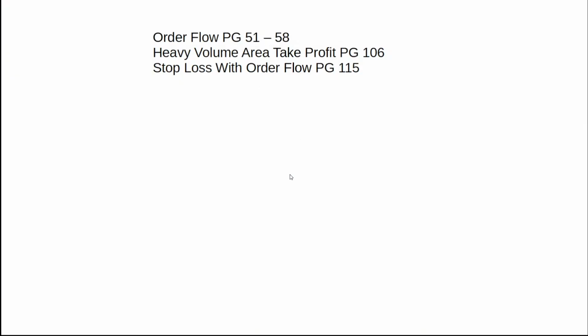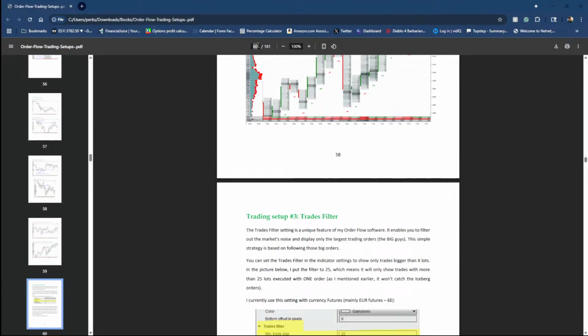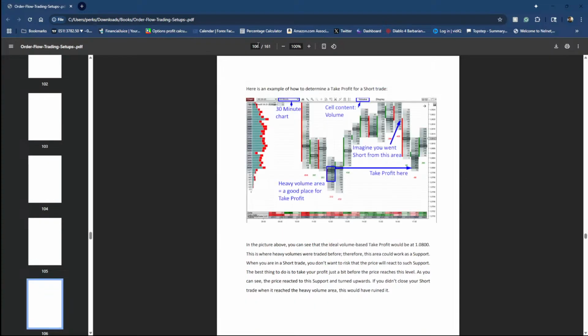The next part we're going to talk about is heavy volume area take profits. So how to figure out where to take your profit based on those volume nodes. And again, this is all directly from the book. So we're going to go to page 106. Maybe you took a short off of this high volume node up here at the top, and you're trading it down. And then here we have a high volume node at the bottom. I think it says 609 is where you'd want to take your profits. And you can see that's where we came and bounced to.